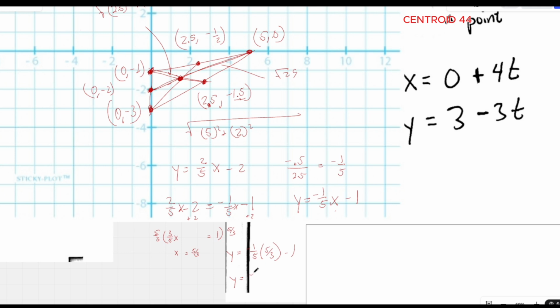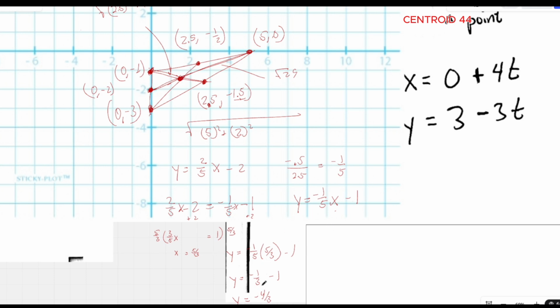Let's see, that's -1/3 minus 1. So -4/3. Let me just see if that seems reasonable. Yeah, 4/3 down, 5/3 over. Yeah, seems close enough.